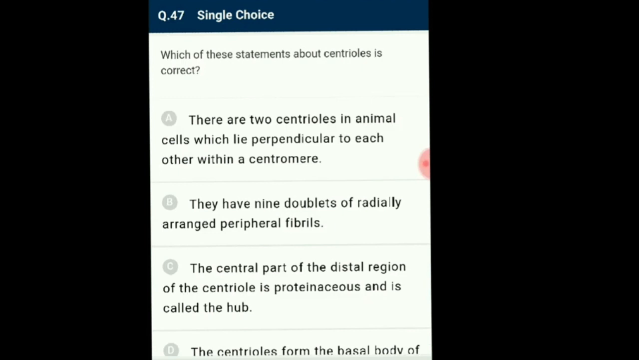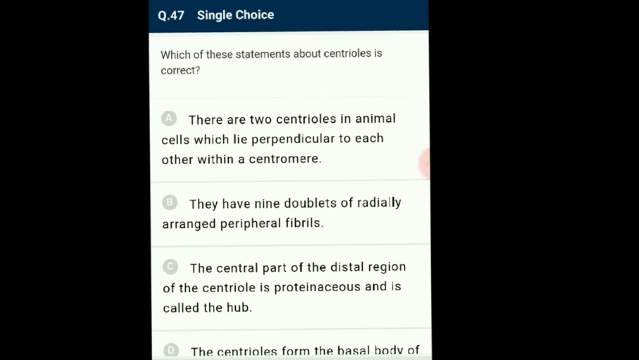Question: which of these statements about centriole is correct? They lie perpendicular to each other. They are made up of nine evenly spaced peripheral fibers of tubulin protein. Each of the peripheral fibrils is a triplet. The adjacent triplets are also linked. A central part of the proximal region of the centriole is also proteinaceous and called the hub.